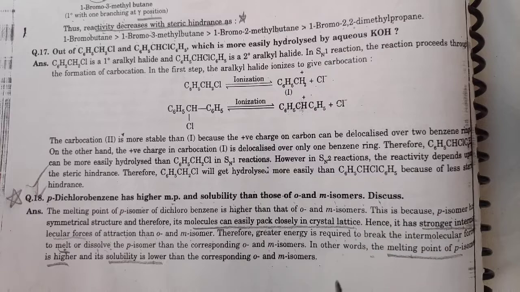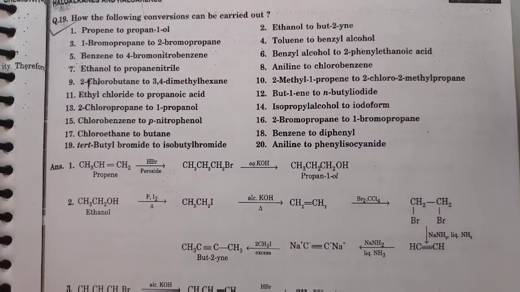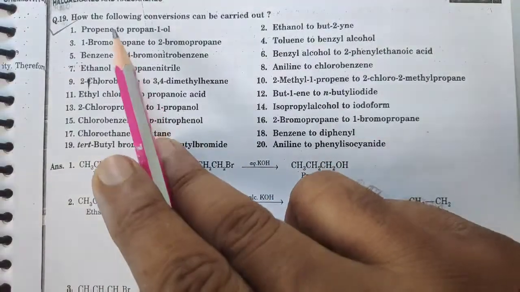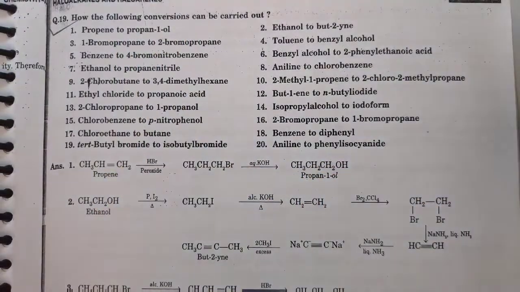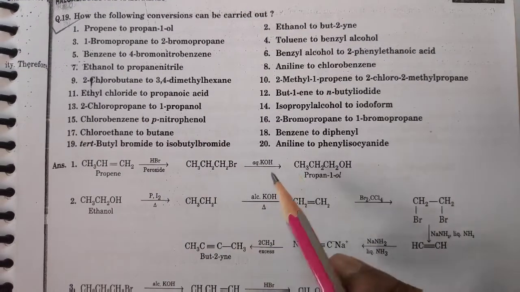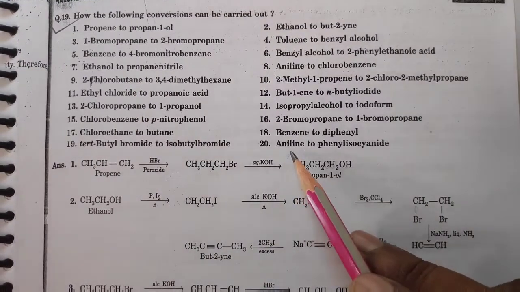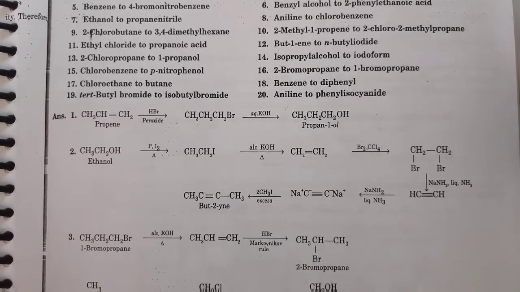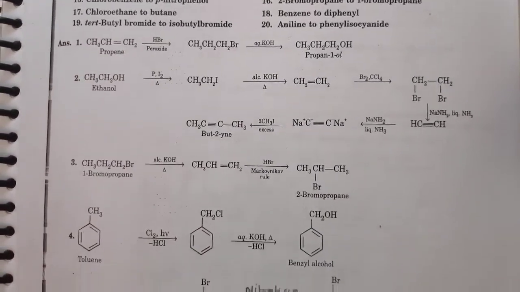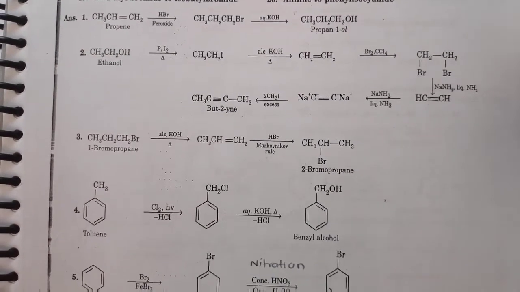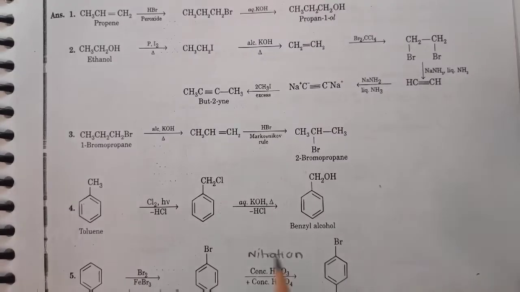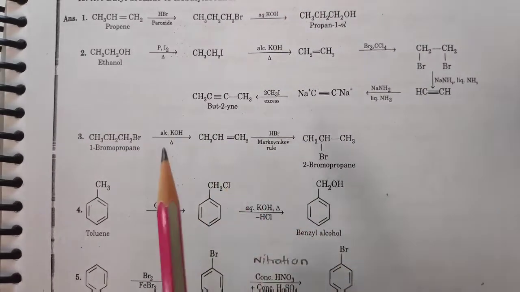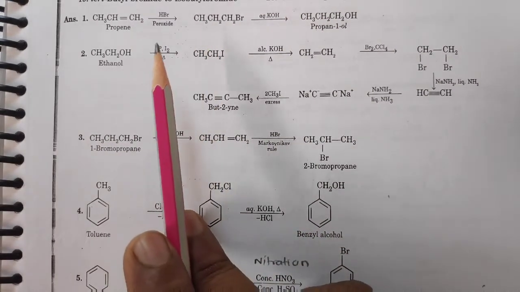Okay, now the next question. Next question is the 19th question. You can see again this is conversion. There are a total of 20 conversions in this, so one by one we'll be discussing these. This time it will be easier. I already said that for conversions you have to remember the preparations of haloalkanes, haloarenes, and also the chemical properties. Go through your textbook, so it will be easier.